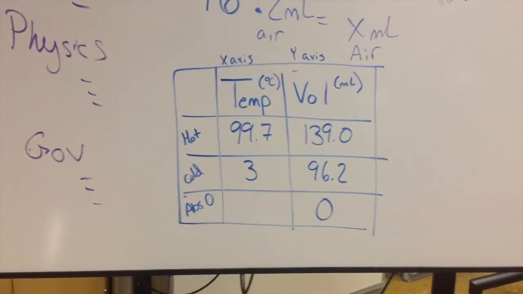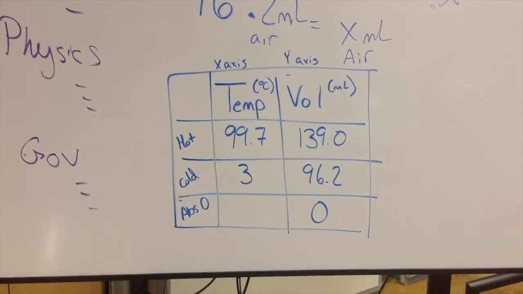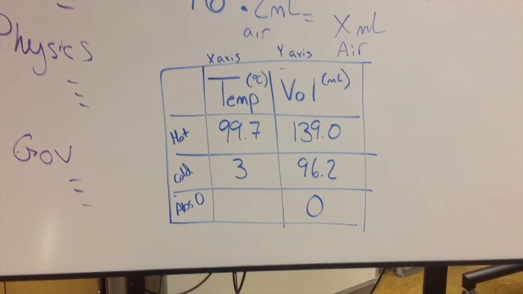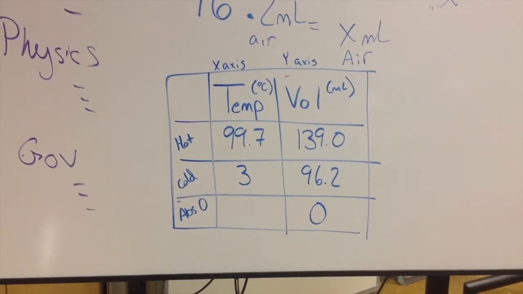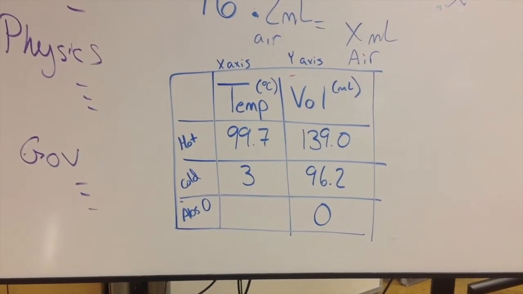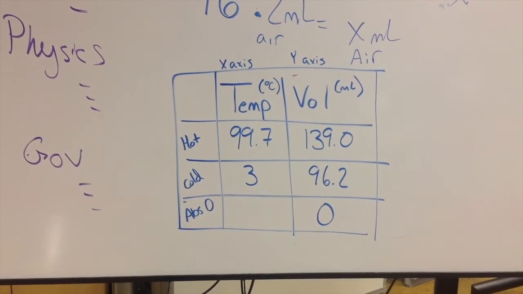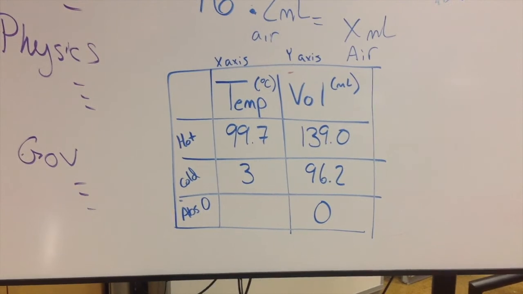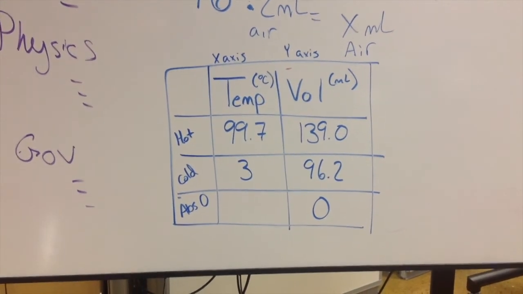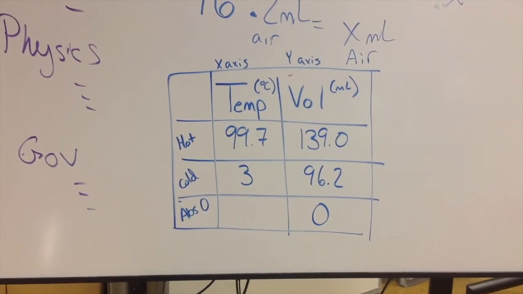So you need to, 1, make a data table, turn it in. 2, make a graph, turn that in. And 3, using the graph, extrapolate back to the value of absolute zero in degrees Celsius from the data, not from Google. Good luck. Email me if you have any questions.